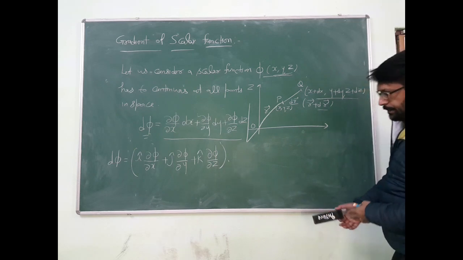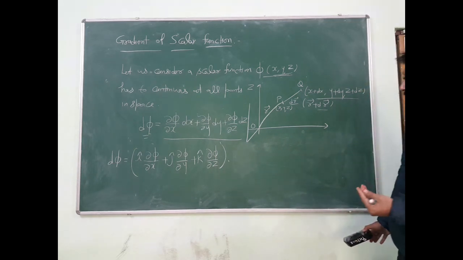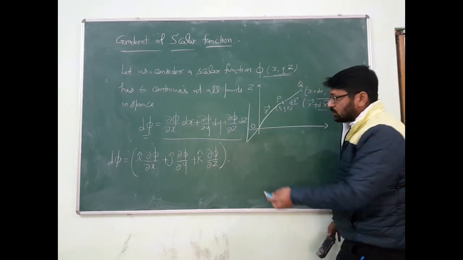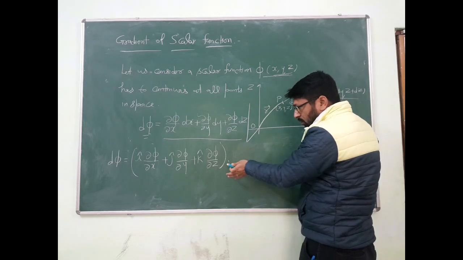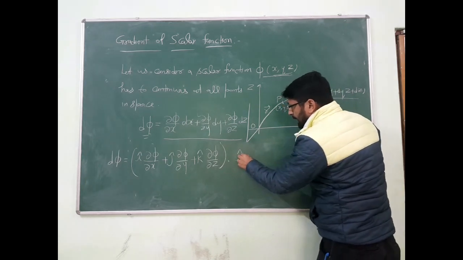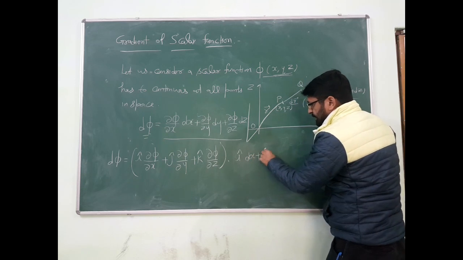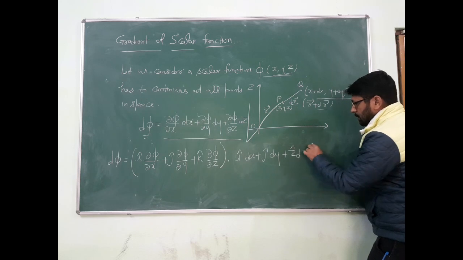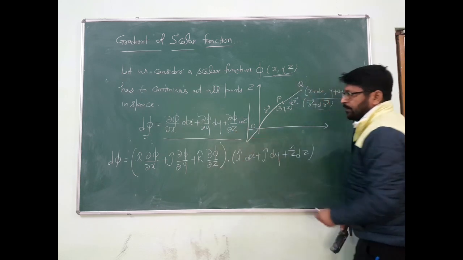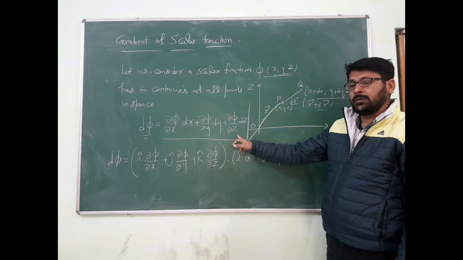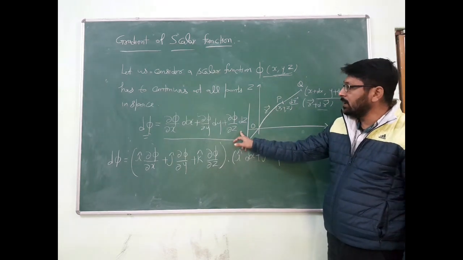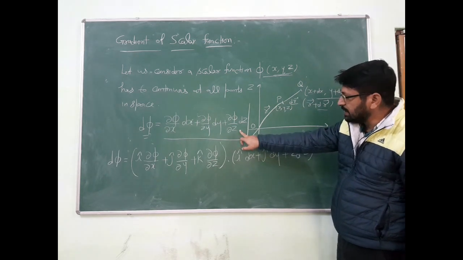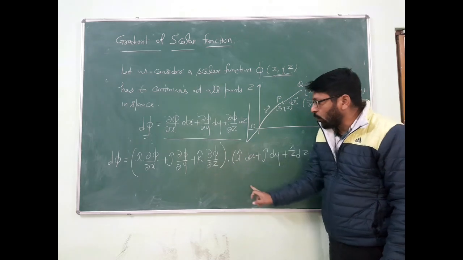In vector calculus and vector algebra, dot product and cross product are the basic things. Dot product is also known as scalar product. So this term can be written as the scalar product of these two terms: i cap dx, j cap dy, and k cap dz. This term is the change in the scalar function, which is this value as per Taylor series expansion.